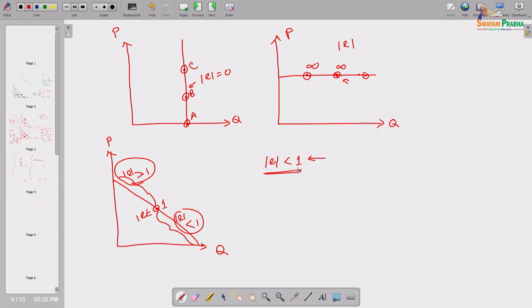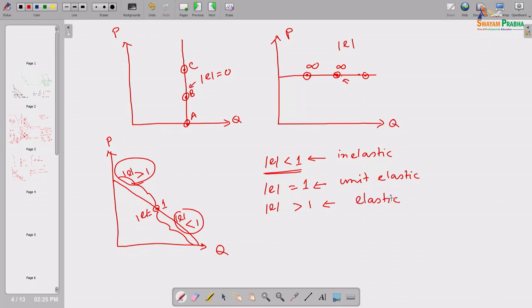And for the commodity for which this is the value, we will say that demand for that commodity is inelastic. In that way, okay. Exactly the same way, when this is 1, this will be called unit elastic, okay. And when this E value is greater than 1, you can easily understand, it will be called elastic.